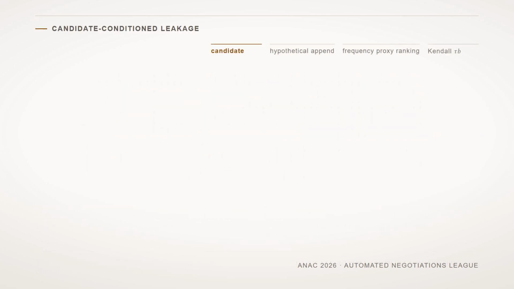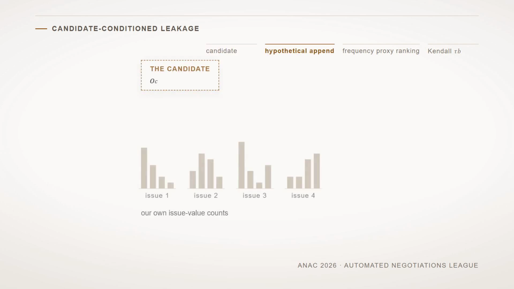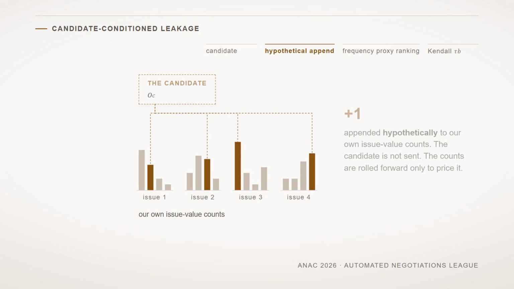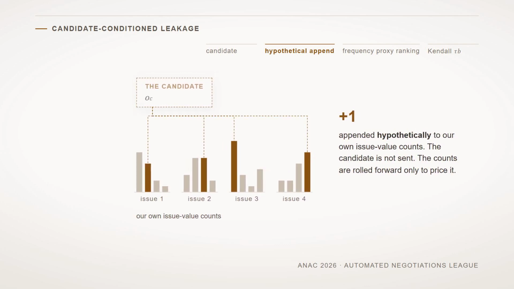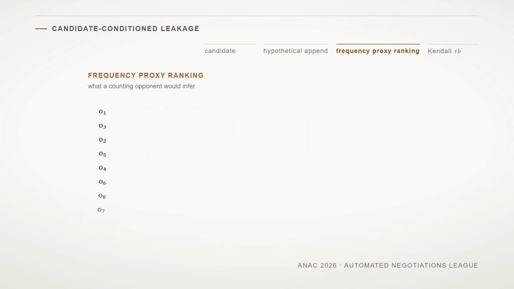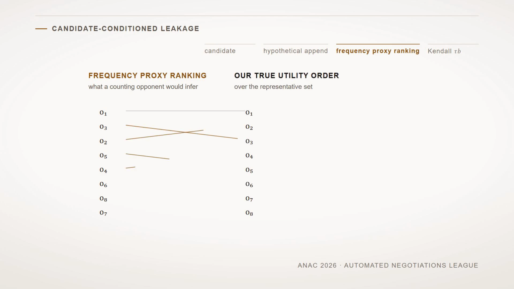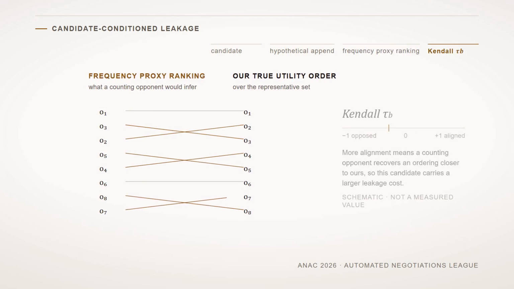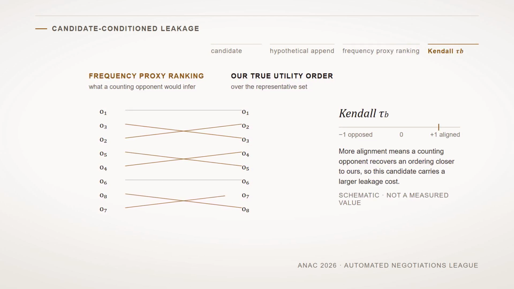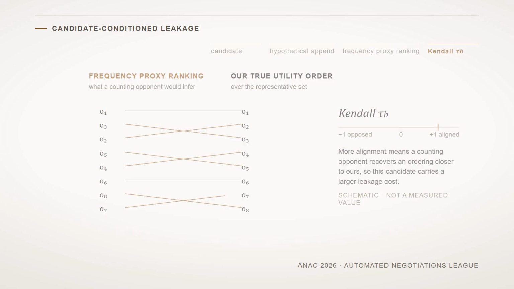Now the part we care most about. The leakage term is candidate conditioned. Before sending a candidate, the controller appends it hypothetically to its own issue value counts. With equal issue weights, those counts define a frequency proxy, the model an opponent would hold if it learned only from our offer frequencies. That proxy ranks the representative set, and Kendall's Tau B compares that ranking with our true utility ordering. Note what this is.